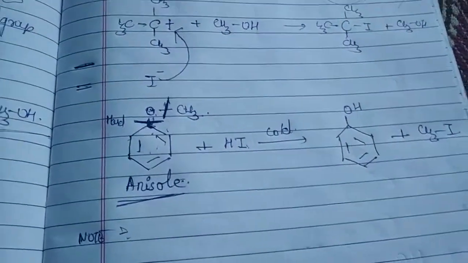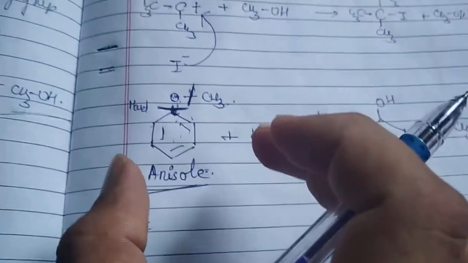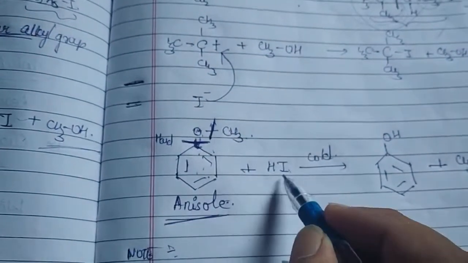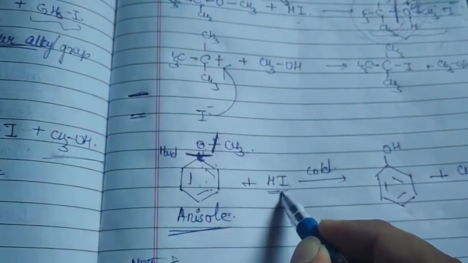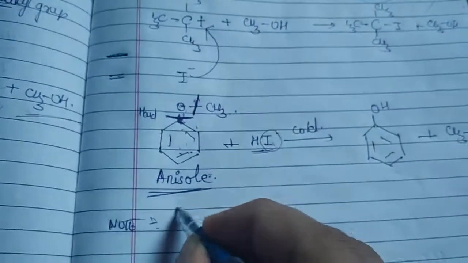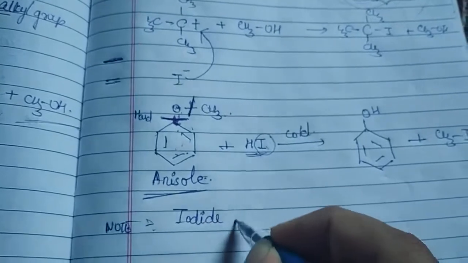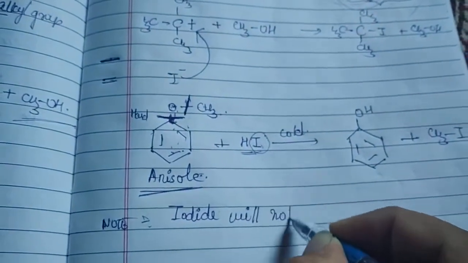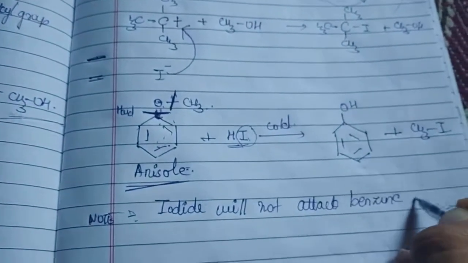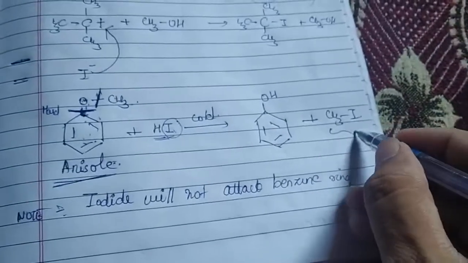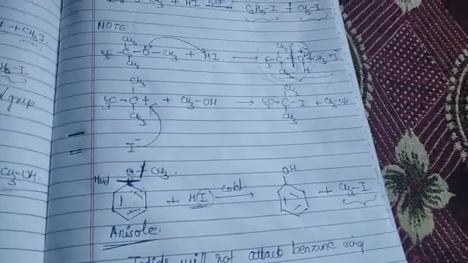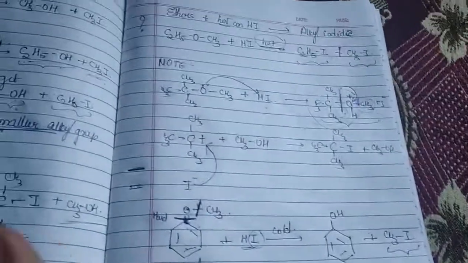So what is the important note we can write over here? Whenever benzene-containing ethers are treated with cold concentrated hydrogen iodide, the iodide ion will not attack the benzene ring. Iodide will not attack the benzene ring. Instead, it will attack the alkyl group and get converted to the respective alkyl iodide. One important note. In this video I am concentrating on just one important reaction because of this reason.